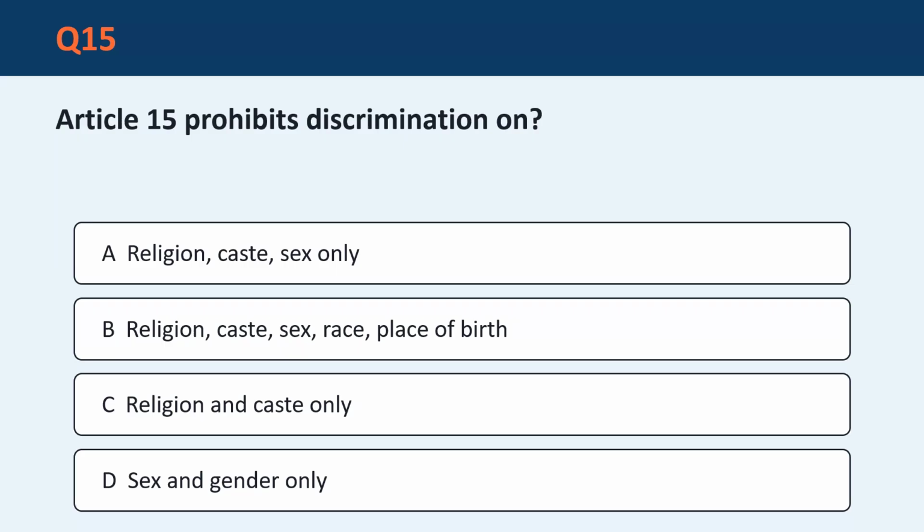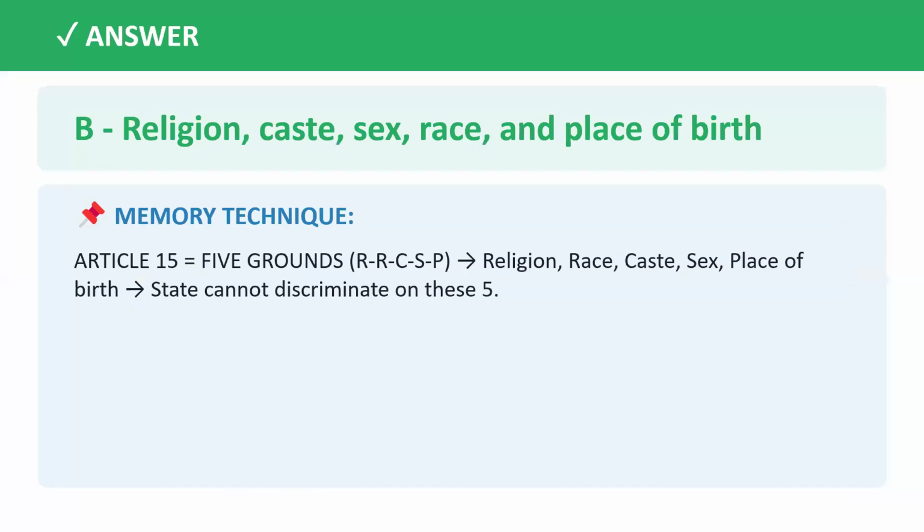And the options are: religion, caste, sex only; religion, caste, sex, race, place of birth; religion and caste only; or sex and gender only. So the last option is basically the same thing. You can consider the four options, and the answer is option B, religion, caste, sex, race, and place of birth.